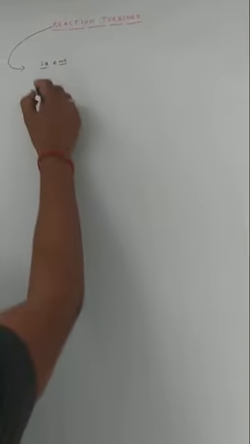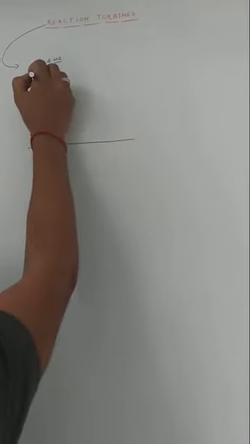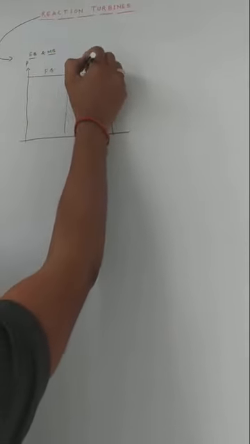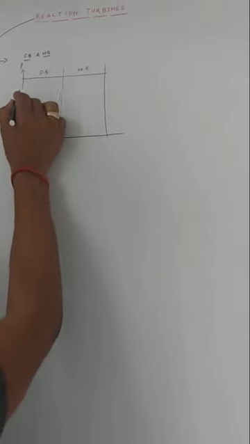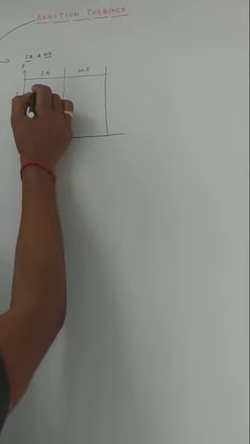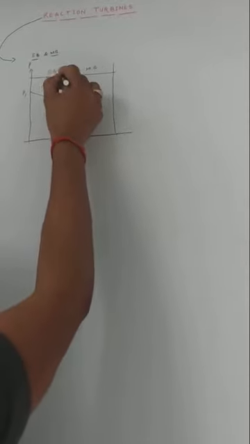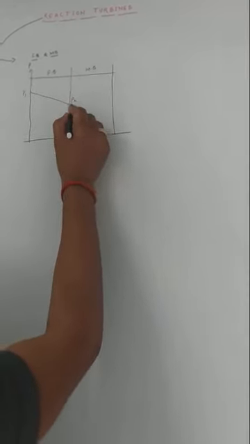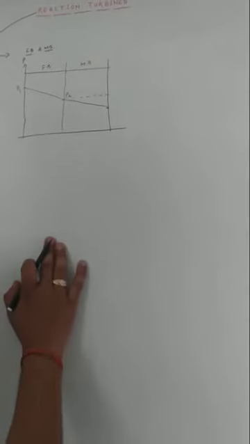We have discussed that the pressure drop, this is fixed blade, this is moving blade, fixed blade or nozzle. Pressure drop in the fixed blade: this is P1, the pressure at the inlet to the fixed blade, and P2 is the pressure at the exit of the fixed blade, or you can say at the entry to the moving blade. This is P2. Further, pressure drop takes place as far as the reaction turbines are concerned.